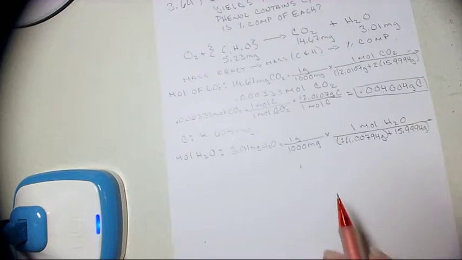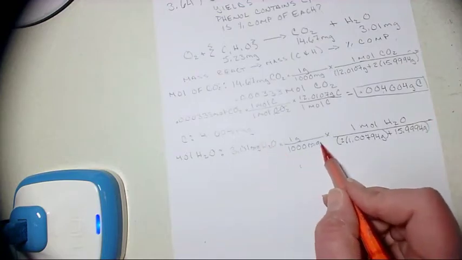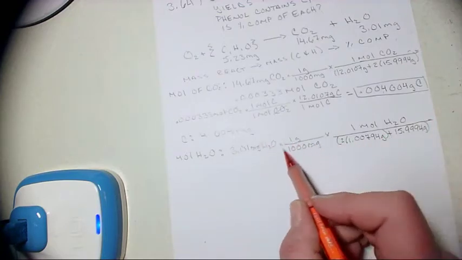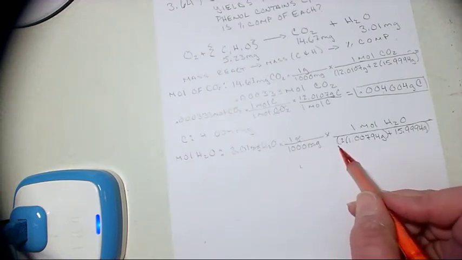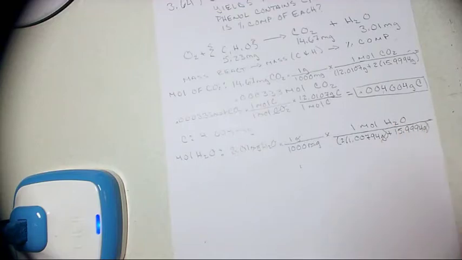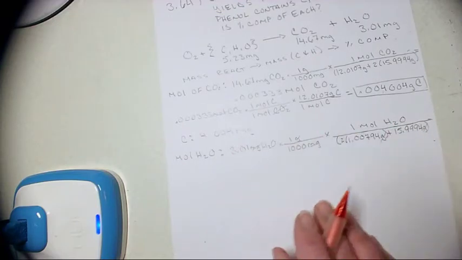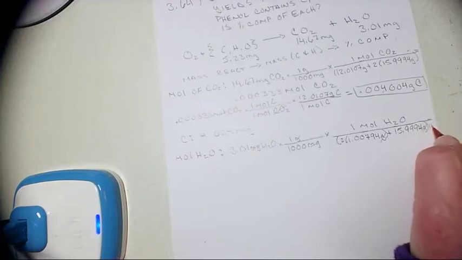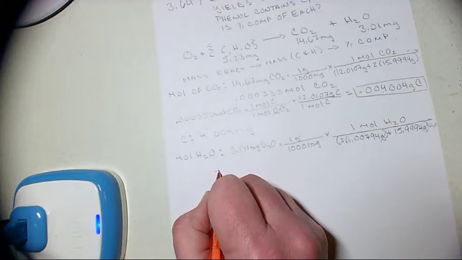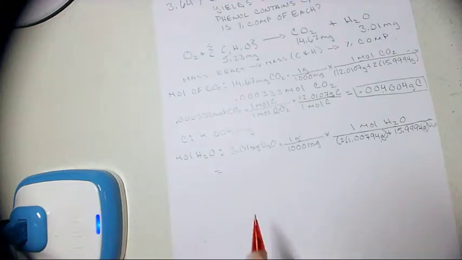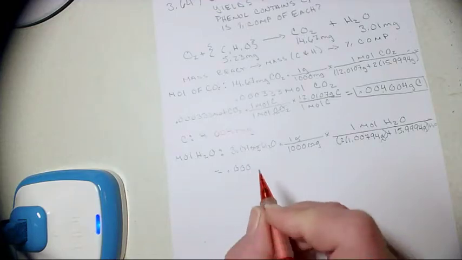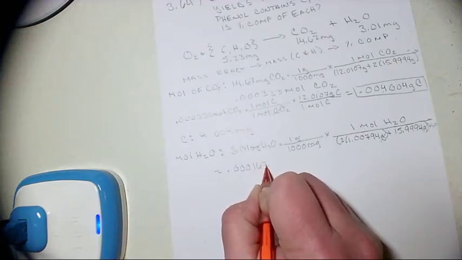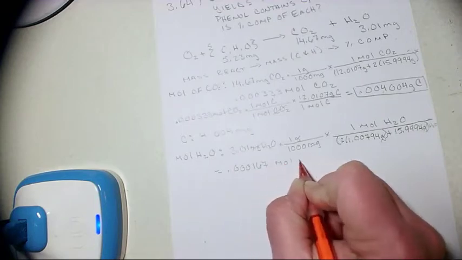So let's check our units out. Milligrams cancel, and grams of H2O will cancel with our grams, and we will indeed be in moles of H2O. Okay. So this gives us 0.123167 moles of H2O.